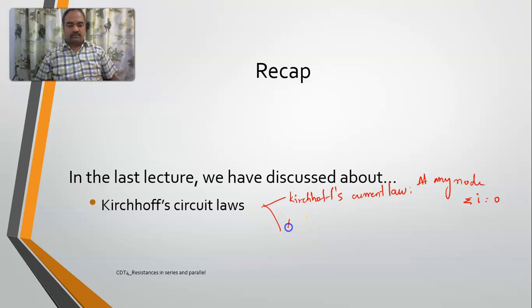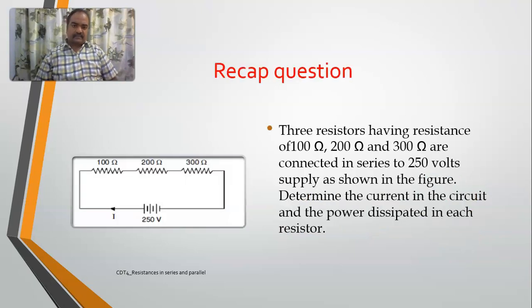And also, we have seen Kirchhoff's voltage law, which states that in a mesh, the algebraic sum of voltage drops across all elements is equal to 0. And we have solved problems on these in the last class. In today's class, we will discuss resistances in series and parallel, and how to determine the equivalent value of the resistance. But before that, let's have a quick recap question.